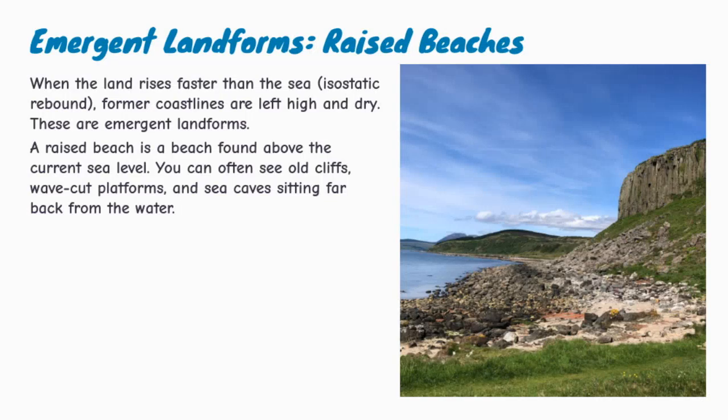Now let's look at emergent landforms. Emergent landforms are features that show where land has risen relative to the sea or where sea level has fallen. One important example is a raised beach. A raised beach is an old beach found above the current sea level. It may be found high and dry, away from the present shoreline. Raised beaches form when the land rises faster than the sea, often because of isostatic rebound after an ice age.